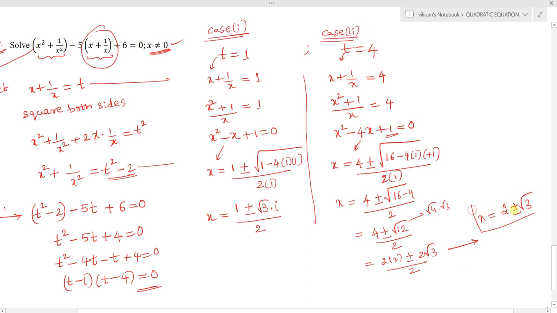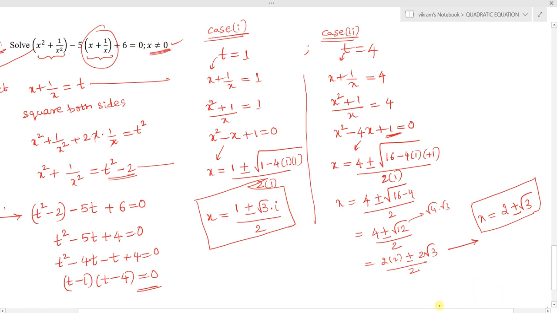Just a few changes. Here we made a mistake. It is c equal to plus 1 only, we considered it as minus 1, but it is plus 1, and by solving this we obtain x is equal to 2 plus or minus root 3. And the other value of x is 1 plus or minus root 3 i by 2.